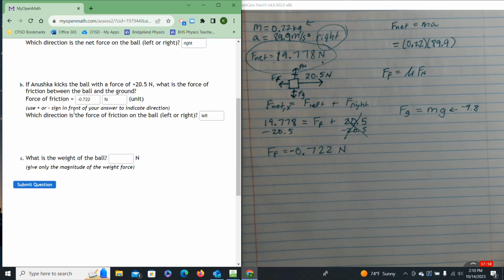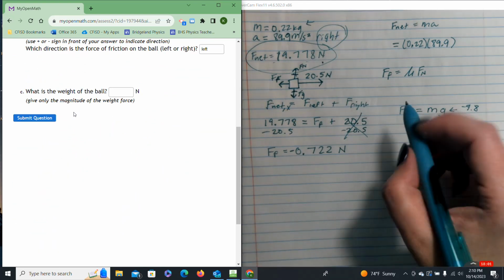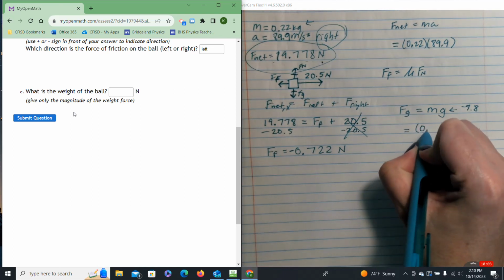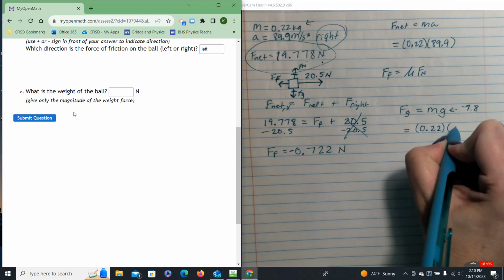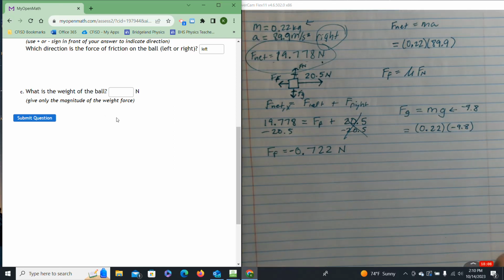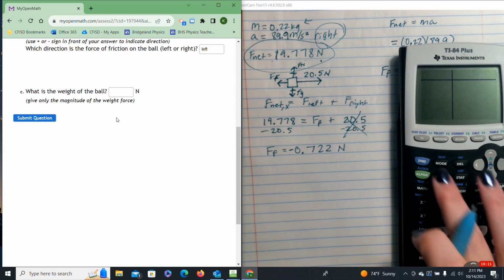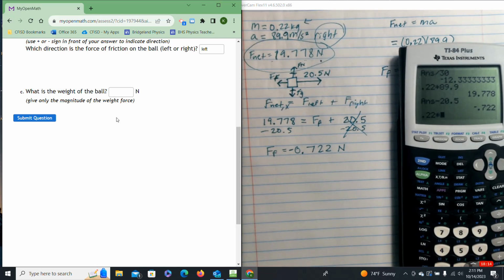Okay, so if I want to find the weight of the ball, all I have to do is multiply that mass, 0.22, times negative 9.8. And I get negative 2.156. Again, weight will always be a negative force. When we draw force of gravity, the Earth is always pulling down on us. That is the negative direction. However, this question says give only the magnitude of the weight force. So I'm just going to type 2.156.